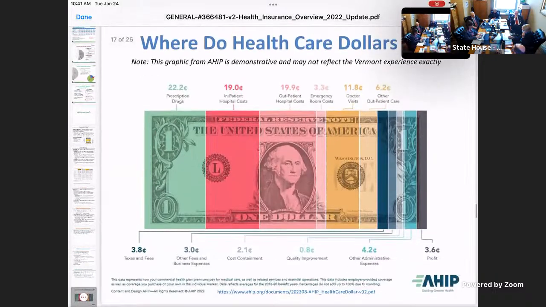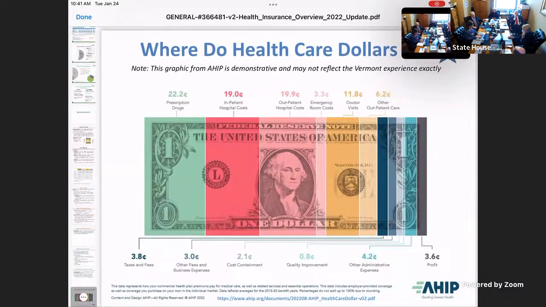This is a slide that I stole from AHIP, but I thought it was a good visual, giving a sense. AHIP is the Association of Health Insurance Plans. I think they're national. And what I'll say is that this may not necessarily represent the Vermont experience. I think the insurers in Vermont would say, well, we have higher this and higher that and lower this. But in general, it just gives you a sense of what goes into a premium dollar. So I'm not going to go through it, but I threw it in because I thought it was useful.